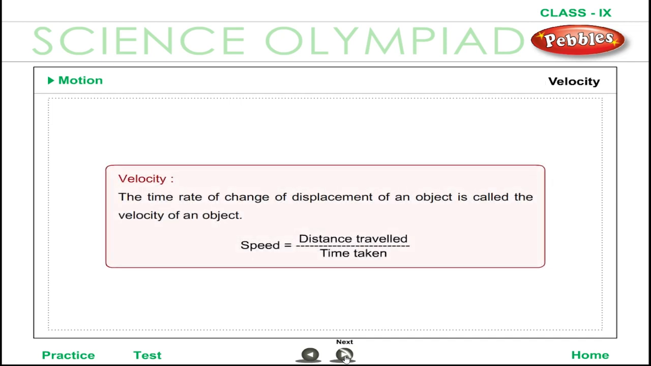Velocity. The time rate of change of displacement of an object is called the velocity of an object. Speed is equal to distance traveled by time taken.